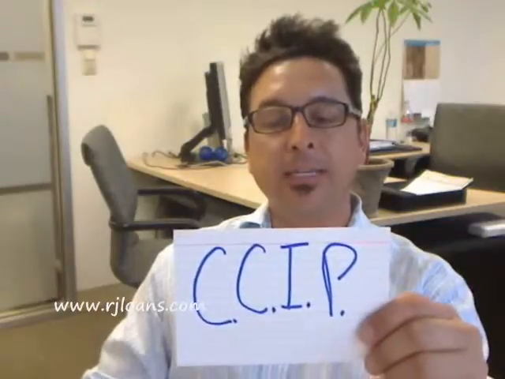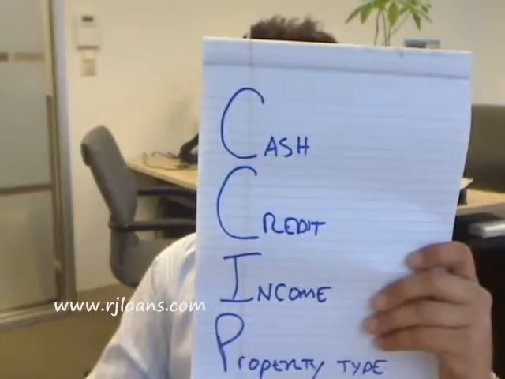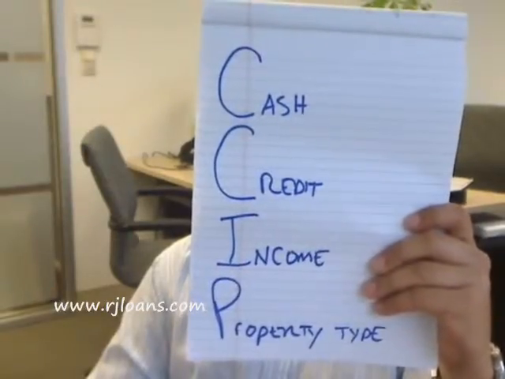I like to use the acronym CCIP. CCIP stands for cash, credit, income, and property type. Now, we're going to talk about the first C. The first C is cash, otherwise known as assets. And we're going to take everything as a full doc approach.